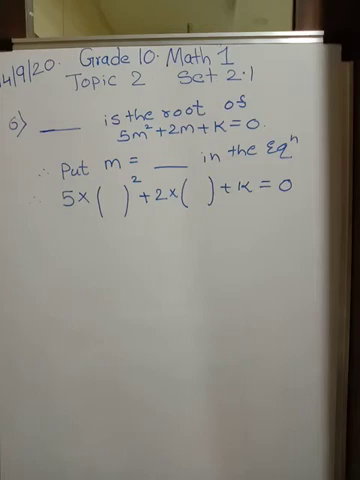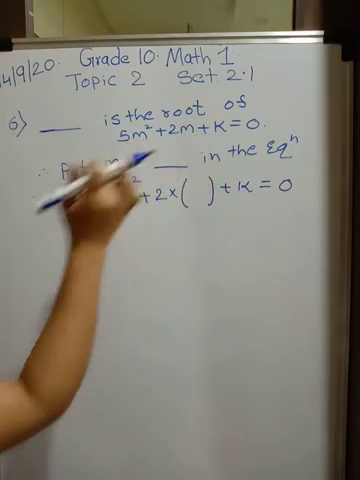Good morning, grade 10. So, we are with set 2.1, topic 2. In that, we are doing 6th problem, which is complete the following activity and find the value of k. Now, one of the roots of equation 5m square plus 2m plus k is equal to 0. So, this is the equation given.